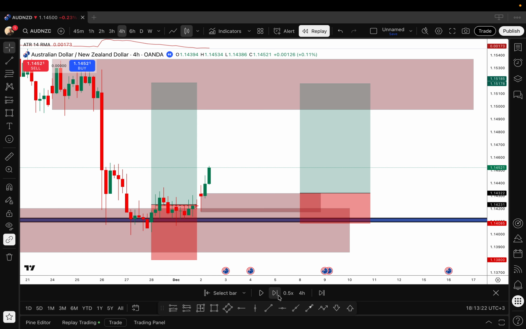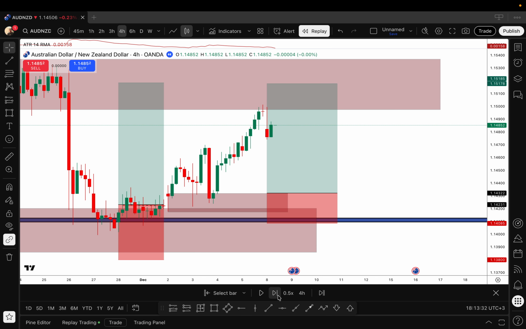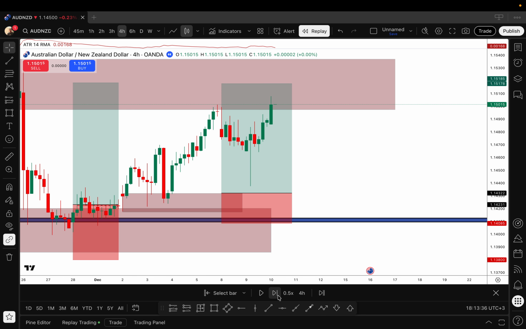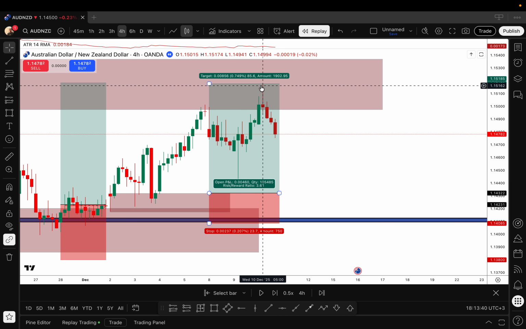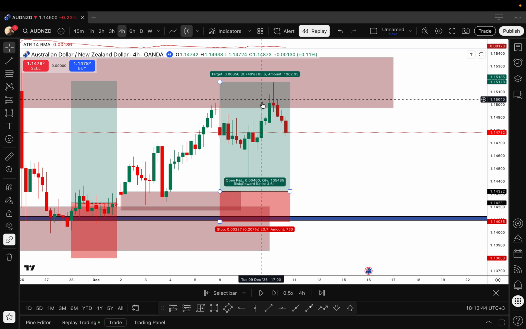So let me just play price forward and see what happens. So price comes, taps into the zone, goes up and comes back again into the zone, and then immediately takes us to our TP. Did it reach there? Yes, price reached there. You see, with the sniper TP, and now it is retracing.